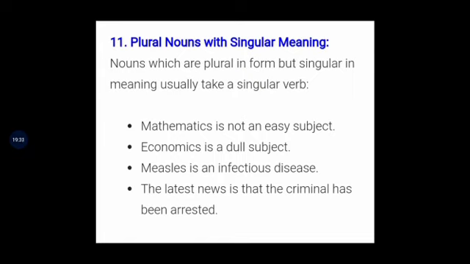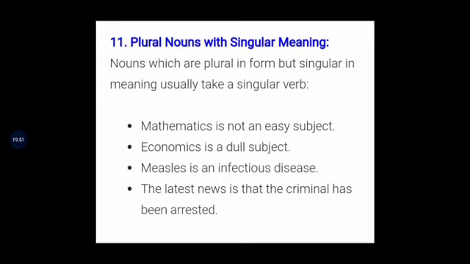If we say mathematics are not an easy subject, it is grammatically wrong. The noun sounds like plural, but with meaning it is singular, so a singular subject takes the singular form of the verb. Second example, economics is a dull subject.